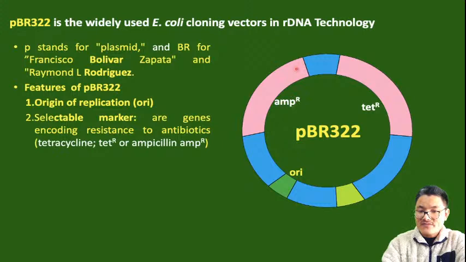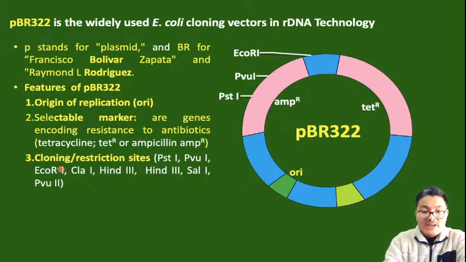This pink region of the small circular DNA is the ampicillin resistance gene, which expresses a protein giving resistance to the antibiotic ampicillin. And we have another region of the DNA, called the tetracycline resistance gene. This segment of the DNA will express a protein making the cell tetracycline resistant. So the selectable markers that we are seeing here are genes coding for resistance to antibiotics.